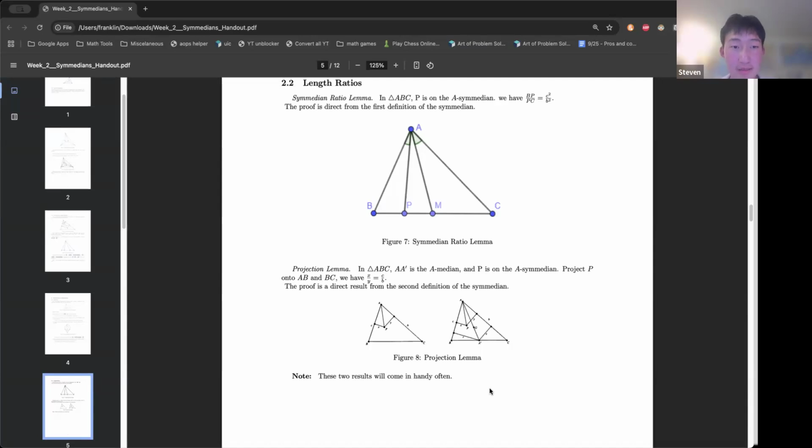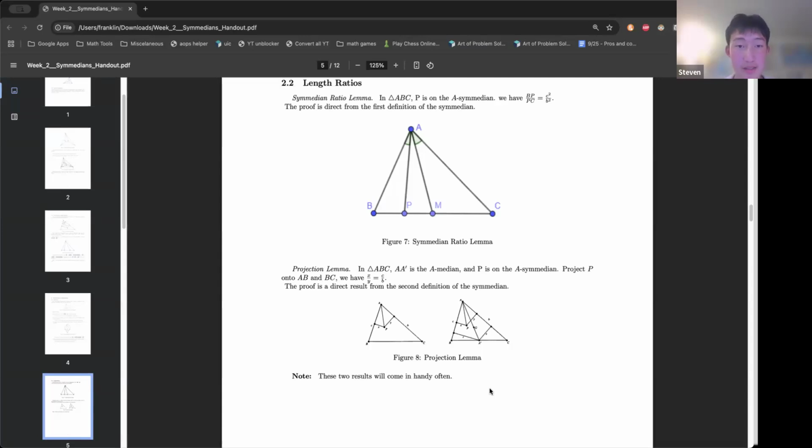So the first one is called the Symmedian ratio lemma. If P is on BC and it is on the A-Symmedian as well, then we have the ratio BP over PC equals C squared over B squared. And this proof is directly from the first definition of Symmedian, if you happen to remember it.